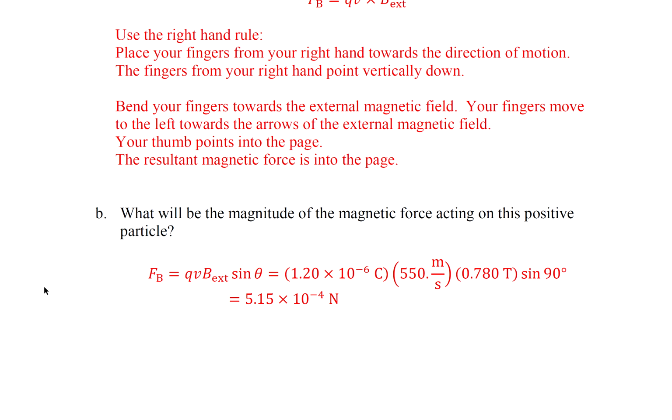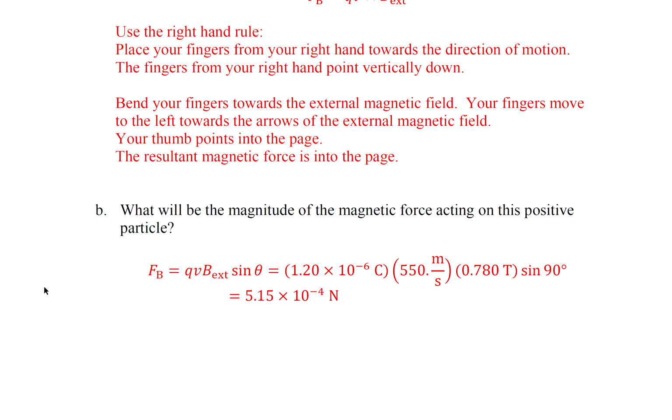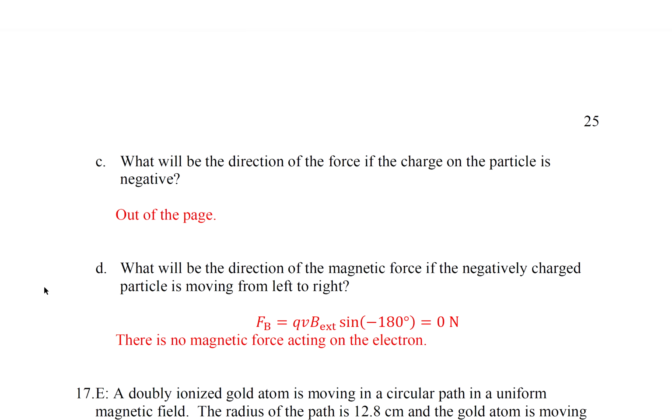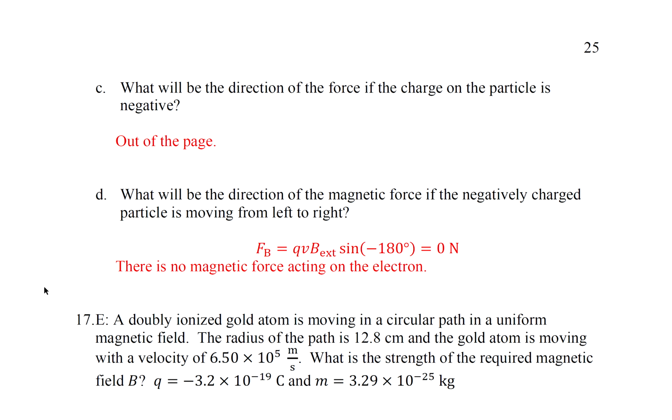Part B, what will be the magnitude of the magnetic force acting on this positive particle? It's going to be using the equation QVB sine theta. Part C, what will be the direction of the force if the charge on the particle is negative? And just flip the answer, which is going to be out of the page. What will be the direction of the magnetic force if the negatively charged particle is moving from left to right? Sine of minus 180 is 0.